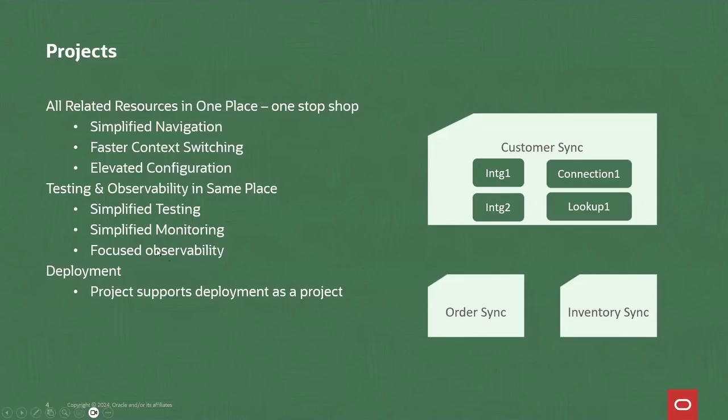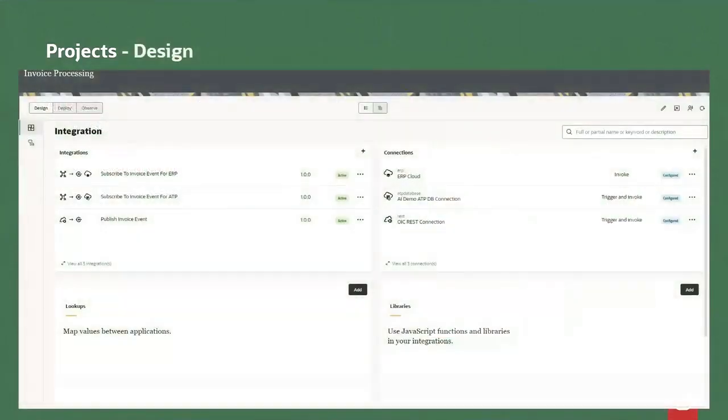When it comes to projects, we have three tabs available. One is the design tab. This is where you can design your solution, which includes all of its components like integrations. You can see the connections and libraries, lookups, and events, which you cannot see here on the screen, but you can also create events under projects. And on top of this, we see the design tab and the deploy and observe tab.